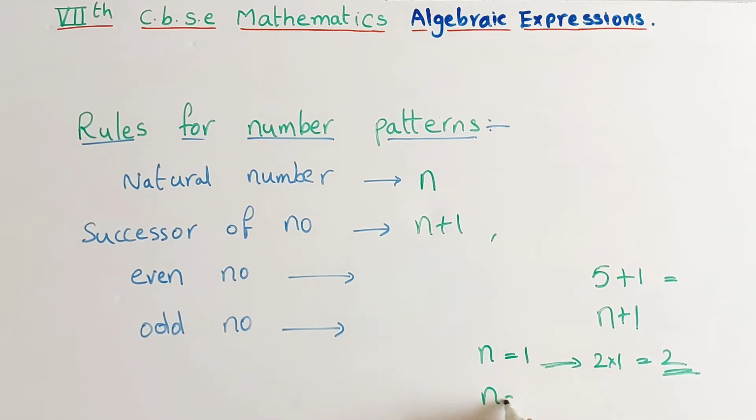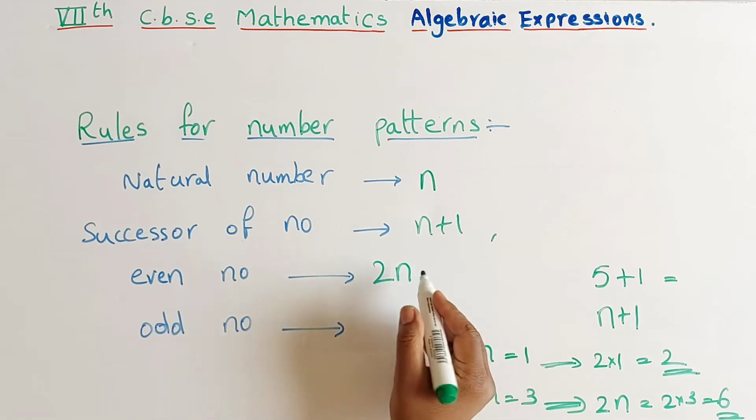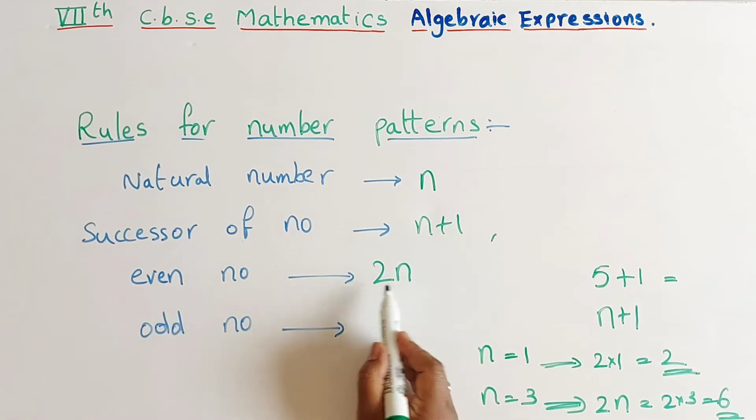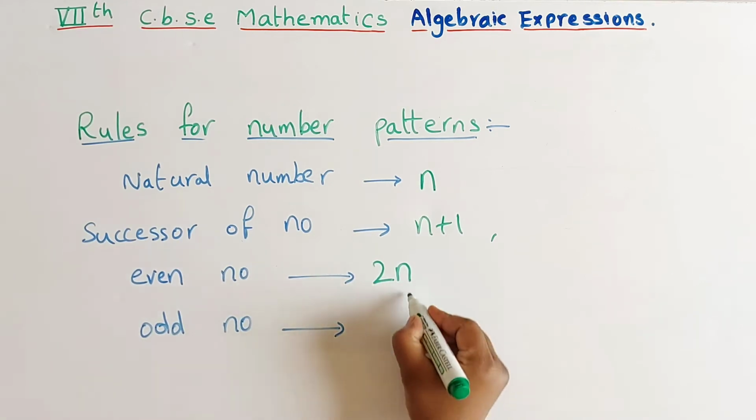Now take n equal to 3. Change this as even number. 2 into n, 2n. 2 into 3 is 6. Right? Now 2n is even number. Take n is 3, 3 into 2, 6. If n is 2, 2 into 2, 4. So even numbers we can denote with 2n children.